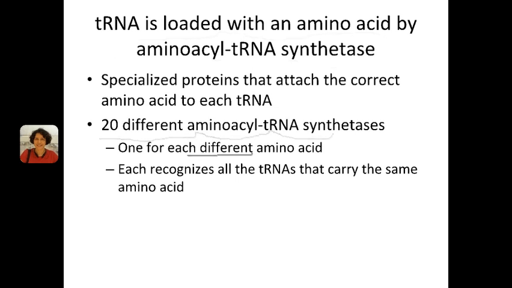Remember, you saw in an earlier slide that there are about 45 different tRNAs. There are only 20 different amino acids, so that also means that some tRNAs will carry the same amino acid. These tRNAs are known as isoaccepting tRNAs, and all tRNAs that accept the same amino acid are going to be charged, loaded, by the same aminoacyl tRNA synthetase.